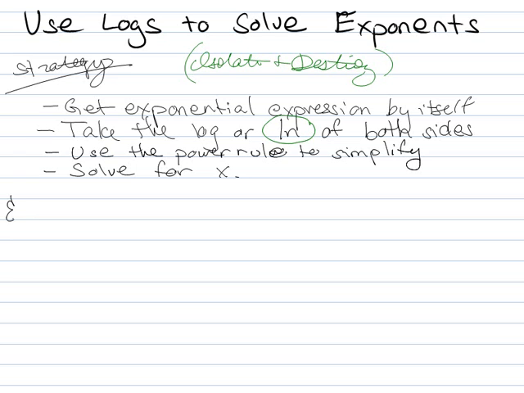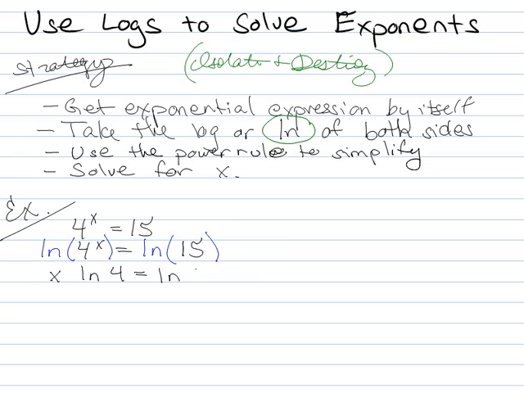So, for example, I have a problem like 4 to the x equals 15, right? Well, the 4 to the x is the exponential, it's all by itself. So I'm going to come in here, and I'm going to take the natural log of both sides. I can use the power rule now to simplify and say that that's x times natural log of 4 equals natural log of 15.